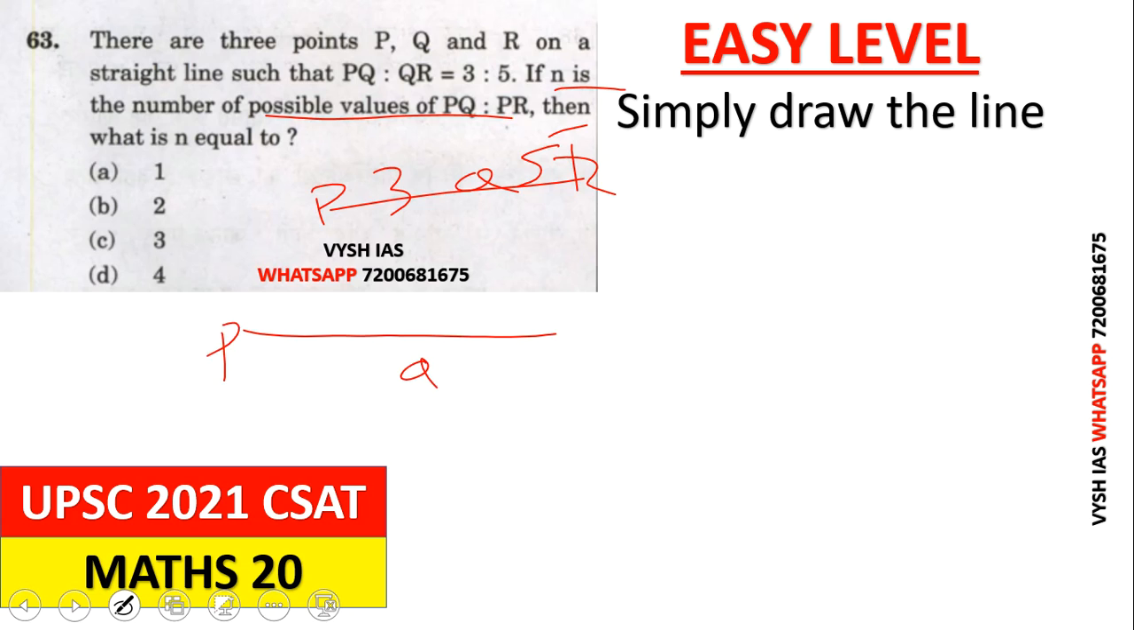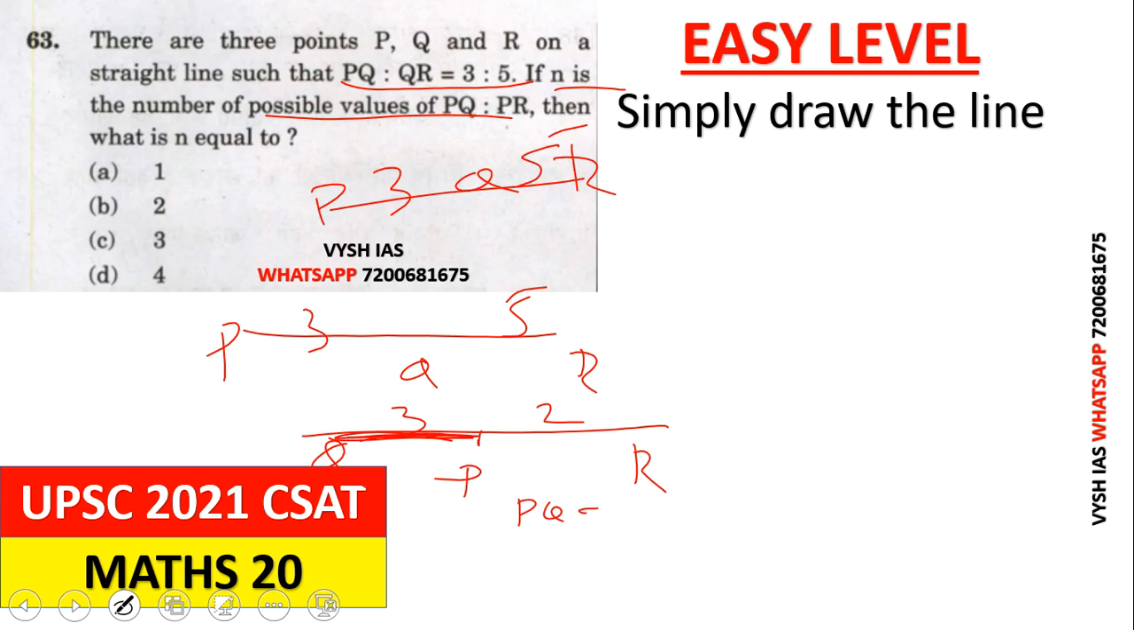One line is PQR. This is 3. This is 5. How can you write one more time? Put P in the center. Put Q here. Put R here. And then write PQ is 3, right? PQ is to QR equal to 3 is to 5 means. And this you put as 2. So what will happen? PQ is equal to 3. And QR, second one, this full QR is equal to 3 plus 2. Then also it's possible.